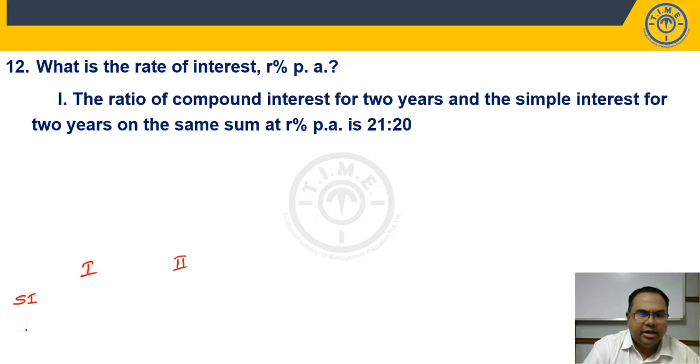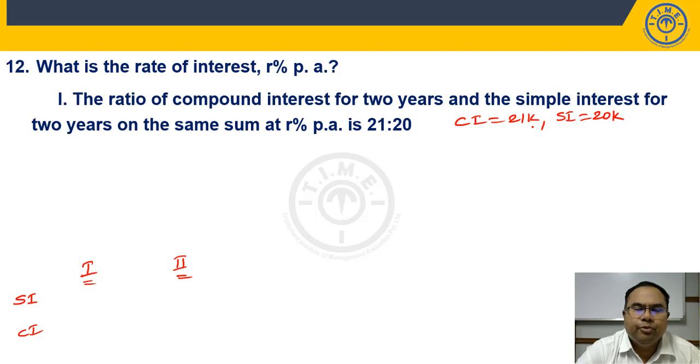We studied that simple interest will be the same each year. So compound interest is 21K. Simple interest for 2 years is 20K. I am taking the ratio. We cannot take 21 and 20 directly. We have to take it as 21 into some constant, 20 into some constant. Simple interest every year is the same.